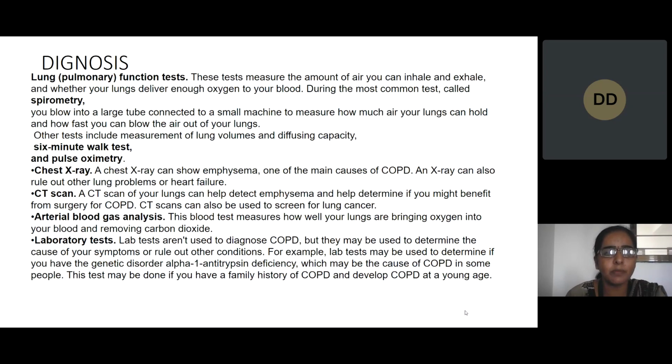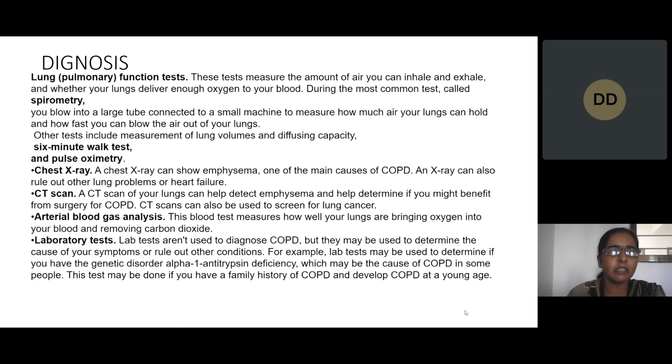A CT scan of your lung can help detect emphysema and help determine if you might benefit from surgery for COPD. We can say that when a patient is considered for surgery, we prefer a CT. CT can also be used to screen for lung cancer.